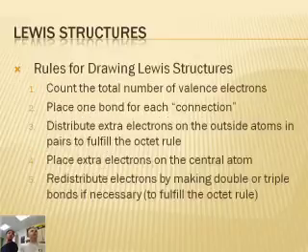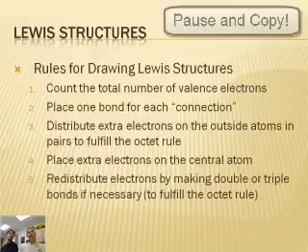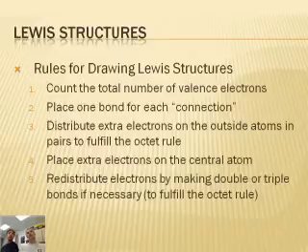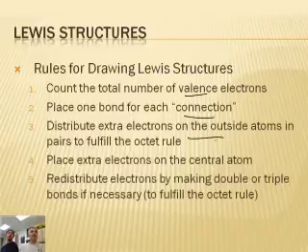Okay. All right. So now we're going to learn how to draw Lewis structures. To draw Lewis structures, there are 5 rules that you must apply. Hey, guess what? Pause the video and write these down. Okay, so you've paused and written these down. You're going to count the number of valence electrons, place 1 bond for each connection, distribute on the outside first, extra electrons on the central atom, redistribute for double or triple bonds. So you're going to have these rules. We're going to just do these together with several examples.